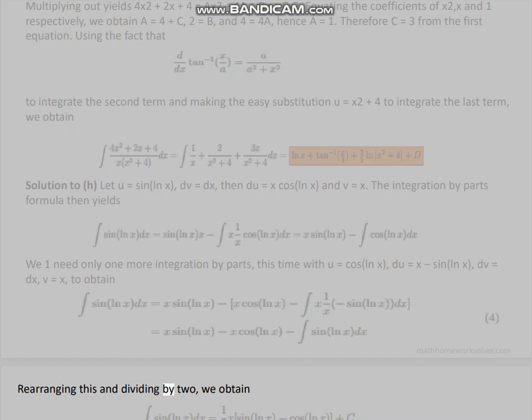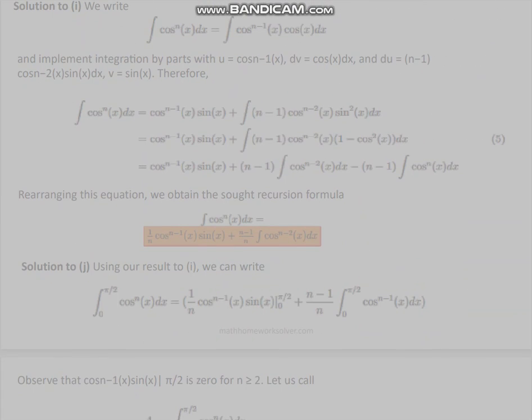Rearranging this and dividing by 2, we obtain the solution to I. We write and implement integration by parts with u equals cos^(n-1) x, dv equals cos x dx, and du equals -(n-1) cos^(n-2) x sin x dx, v equals sin x. Therefore, rearranging this equation, we obtain the sought recursion formula, solution to J.